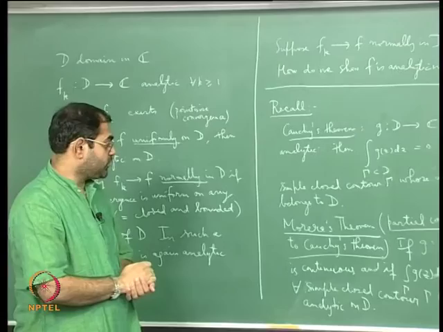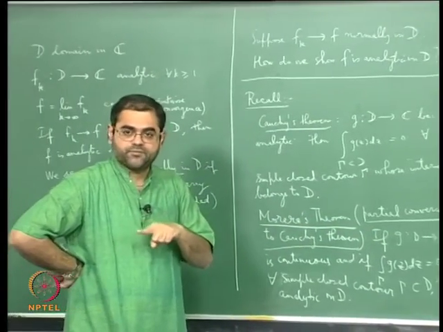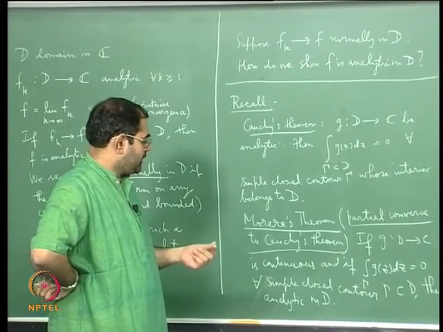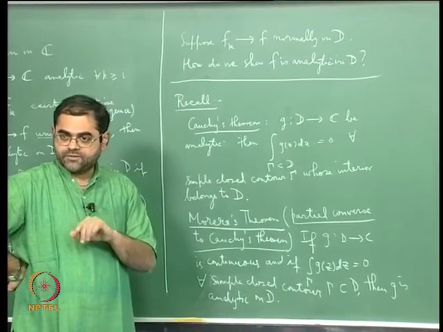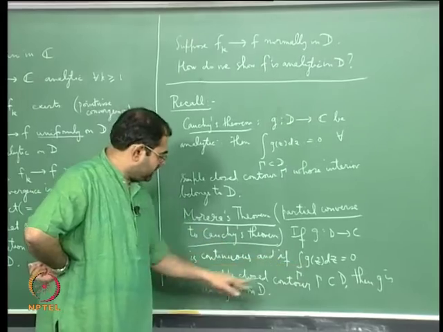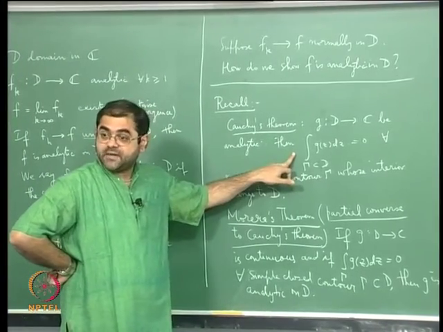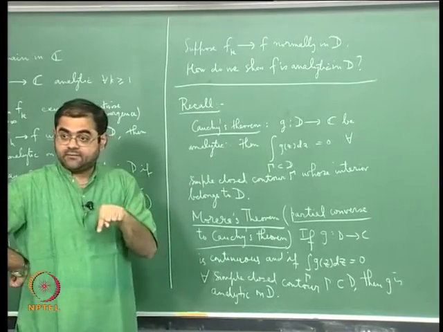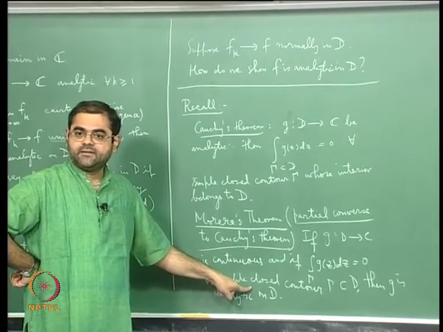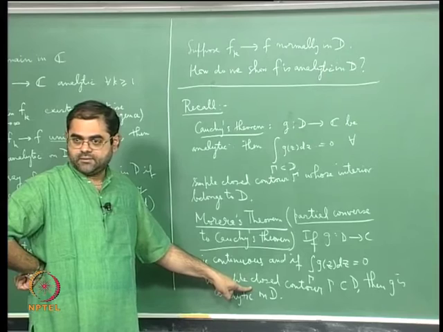Morera's theorem is like a converse to Cauchy's theorem. But it is a partial converse because in Morera's theorem you have to assume already that the function g is continuous, okay. So that is one extra thing that you need. But what you leave out is this: you are just saying that over any loop sitting inside D the integral of the function is 0, which is the condition of Cauchy's theorem, but it is weaker because there the loop had to be such that the interior of the loop had also to be in D, whereas here I am not putting that condition. I am just saying that the interior of the loop need not be in D, it is not required, okay.